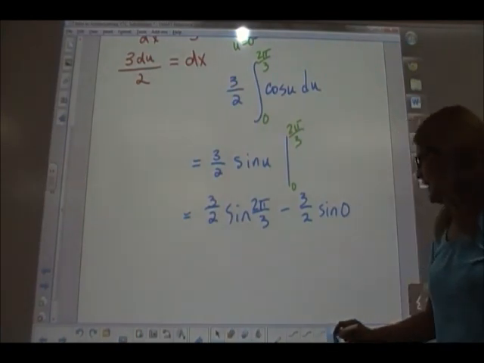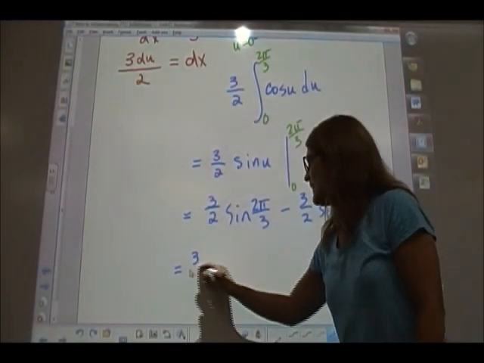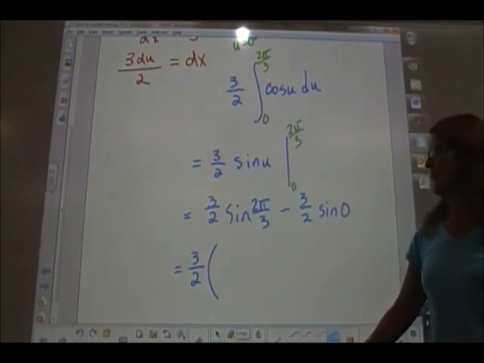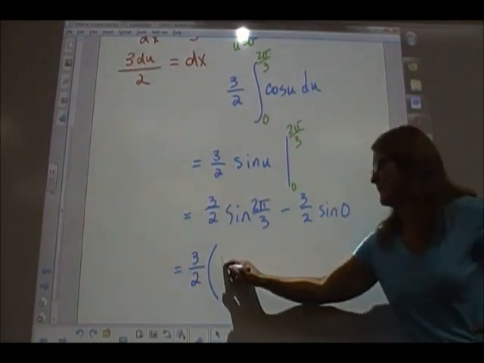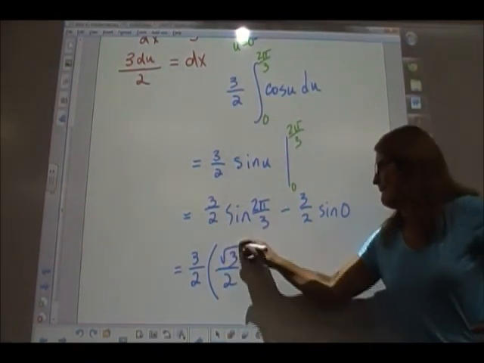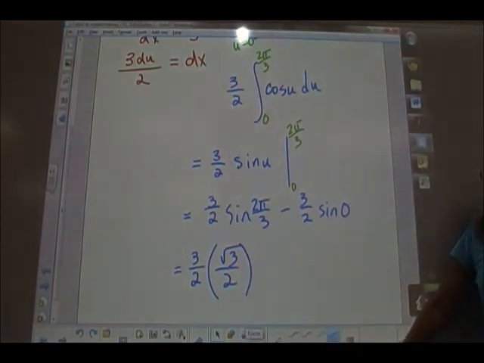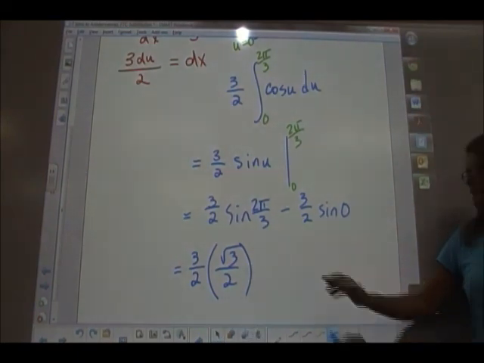Okay, so I guess we got trig functions, so I need some actual values. What's the sine of 2 pi over 3? Something positive. I was going to ask you to tell us the integral again. What is it? Radical 3 over 2. Square root of 3 over 2? Yeah, I agree with that. And the sine of 0 is just 0, right? Yeah.